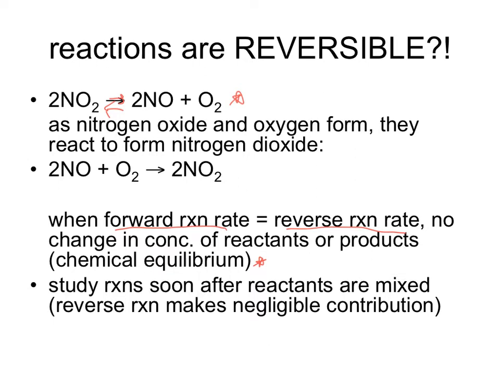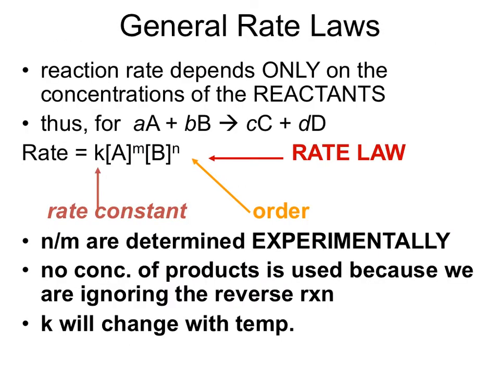General rate laws are rate laws that indicate the rate of a specific reaction with respect to the concentration of only the reactants. And remember, as we just discussed, there is the reversible component to the reactions, but we will not be paying attention to that, because if we're looking at the beginning of a reaction or very soon after reactants are mixed, we anticipate the reverse reaction being negligible.